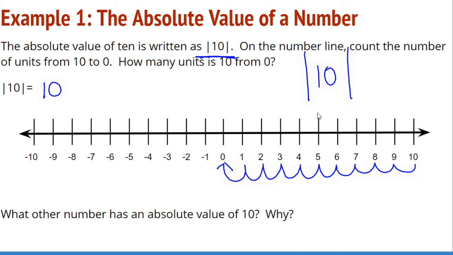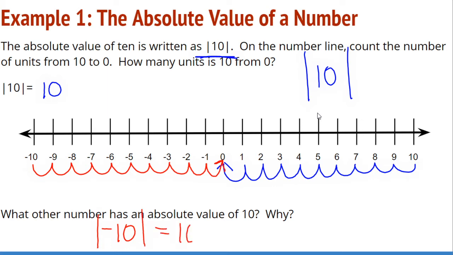What other number has an absolute value of 10? Well, opposite numbers are the same distance from zero. -10 is 1, 2, 3, 4, 5, 6, 7, 8, 9, 10 units from zero. So -10 also has an absolute value of 10. Why does it have an absolute value of 10? Because it is 10 units from zero.